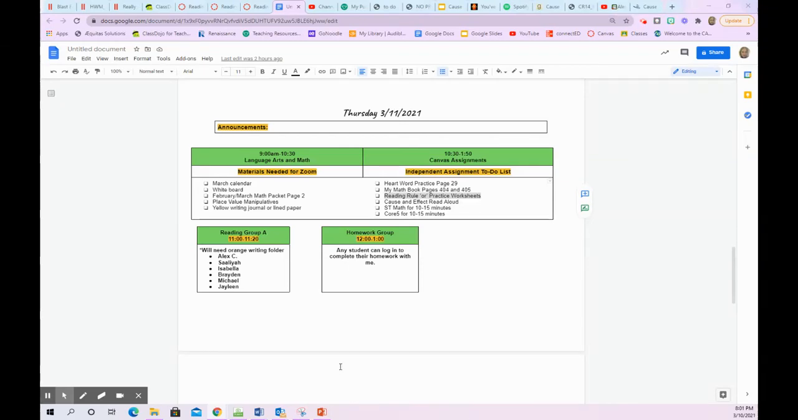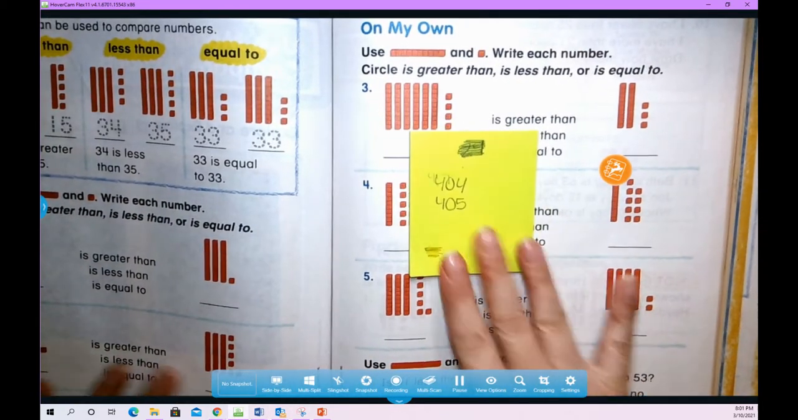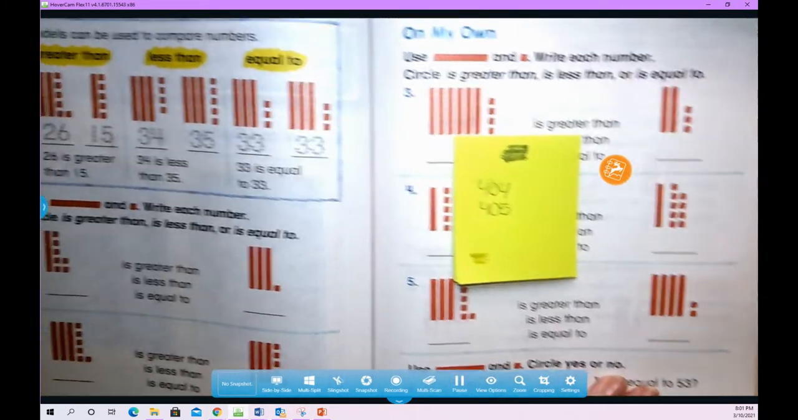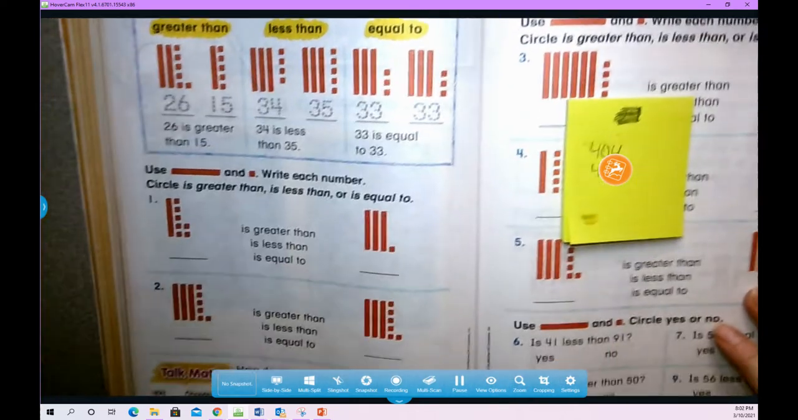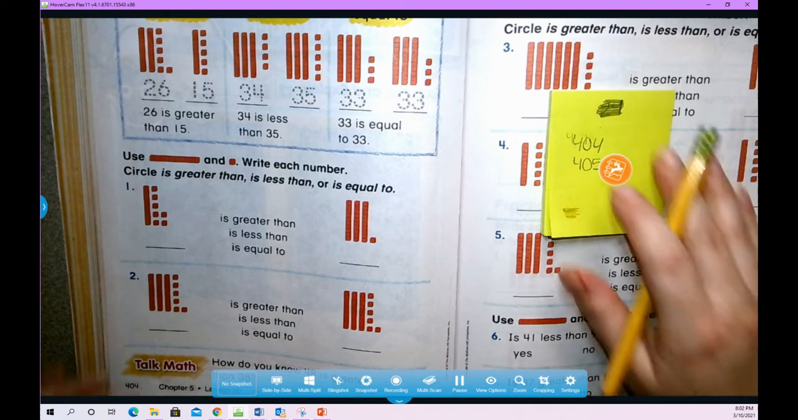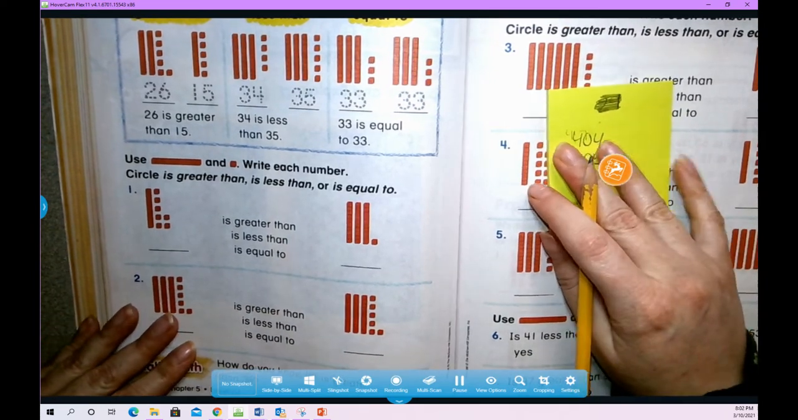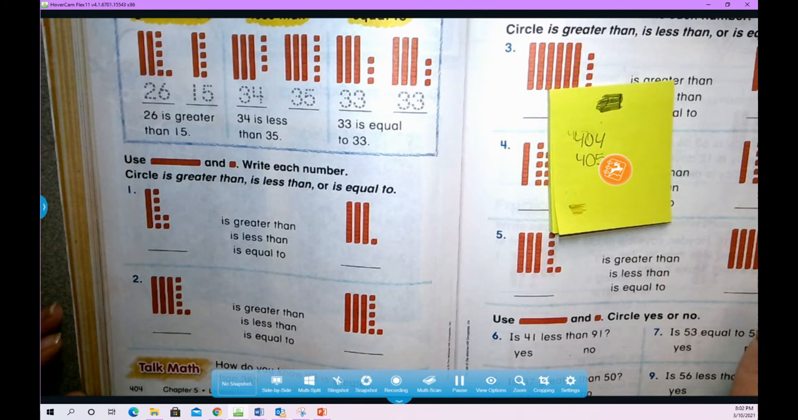Okay, guys. So today for math, we are going to be looking at page 404 and 405 in our math book. And we're going to continue practicing the skill that we learned today in school, in Zoom.